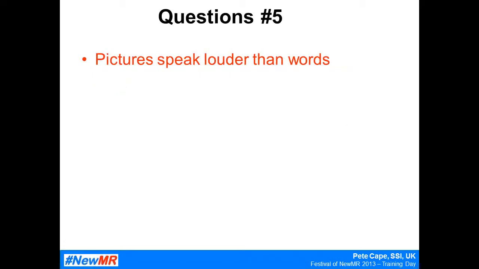Now, talking about manipulating opinion, there's no easier way of doing this than using images. And that's because images are both powerful and they have meaning themselves.